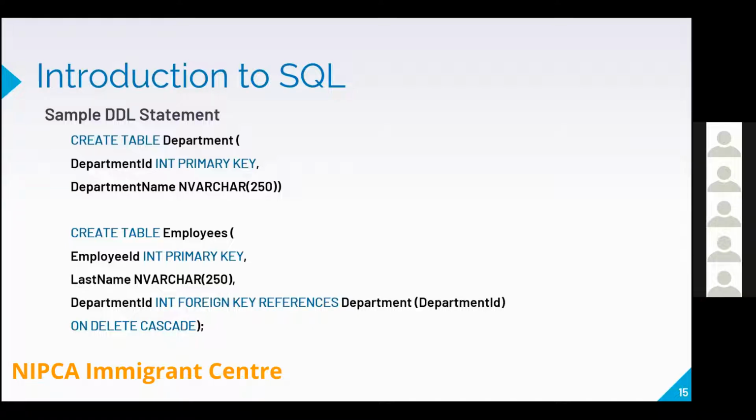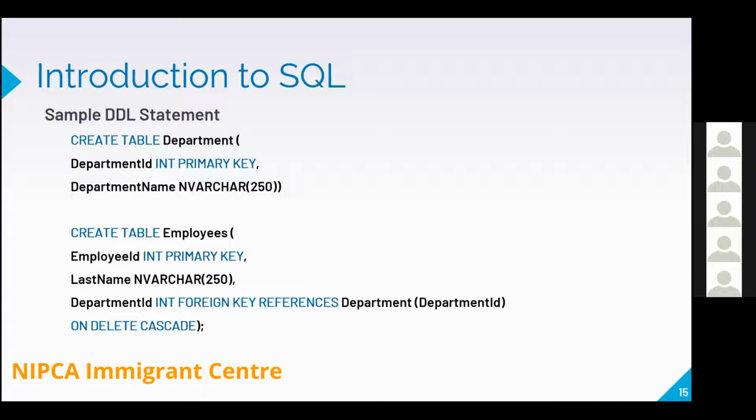It's just for formatting purposes. So I want to create a column called department ID, and the data type will be an integer and it's going to be the primary key. I'll put a comma. I'll say department name as an nvarchar. That's a variable character data type, and I want it to have a maximum of 250 characters. That's it. You run this query against your database and you create a table.